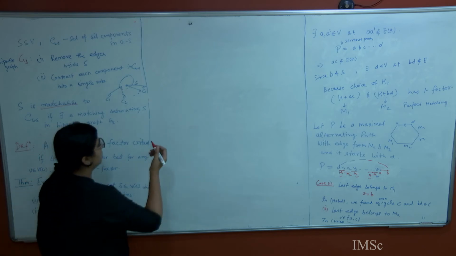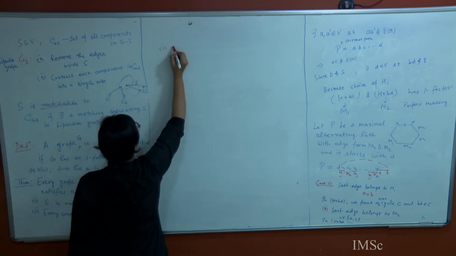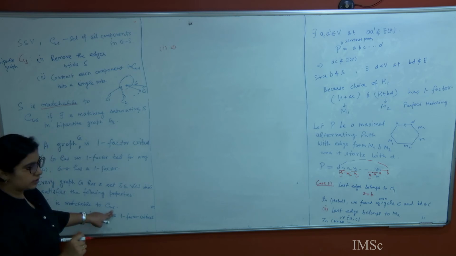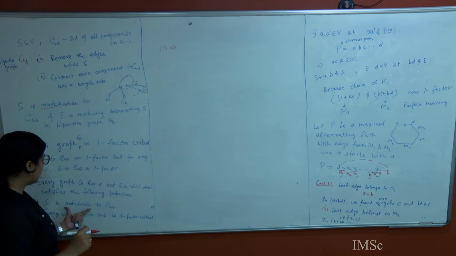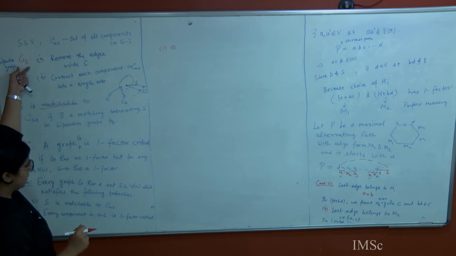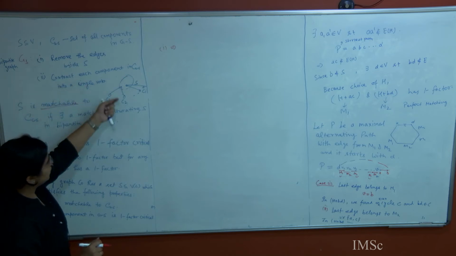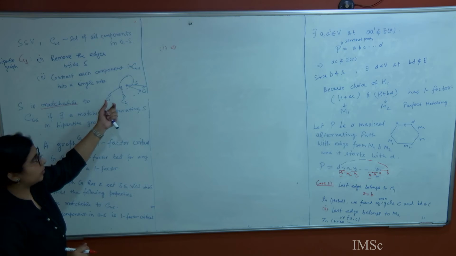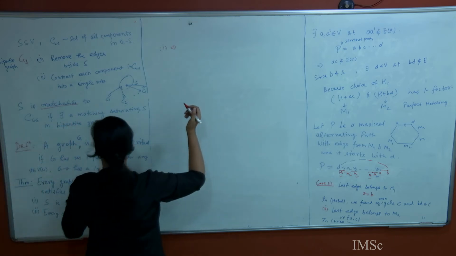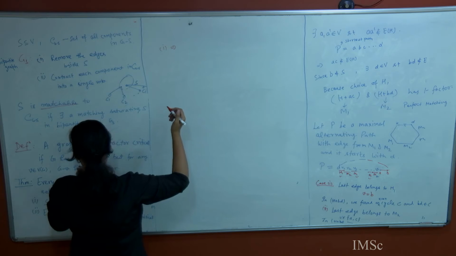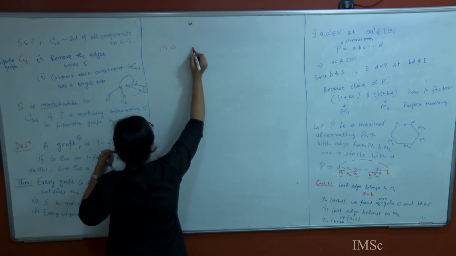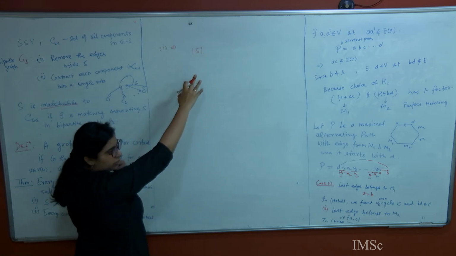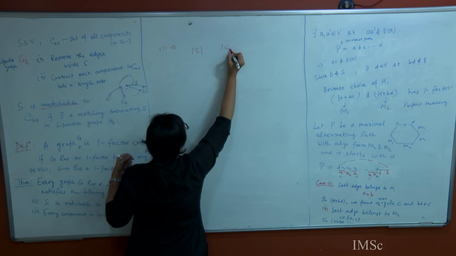First condition, that S is matchable to C(G − S), means that there exists some matching in this bipartite graph which saturates every vertex in S. Okay. So, what does it mean? What can you say about the cardinality of S and the cardinality of C(G − S)?